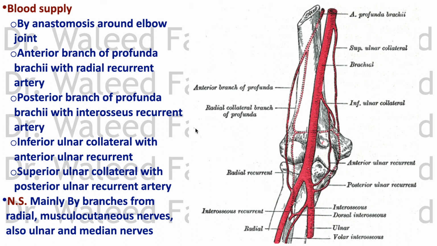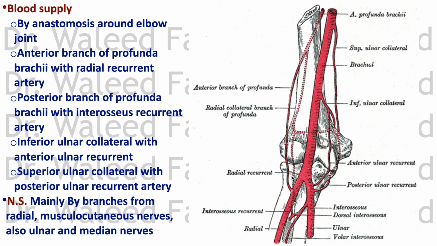The blood supply of the elbow joint, of course, is the anastomosis around the elbow joint. How is it formed? Two arteries on each side. On the lateral side, there are the anterior descending and the posterior descending arteries of the profunda brachii. First, the profunda brachii communicates with the inferior ulnar collateral. This is one anastomosis. Now, the anterior descending anastomoses with the radial recurrent artery, while the posterior descending anastomoses with the interosseous recurrent artery.